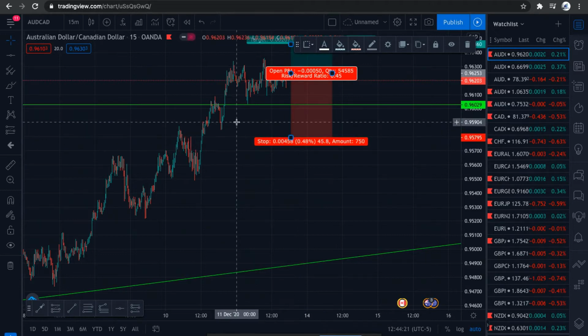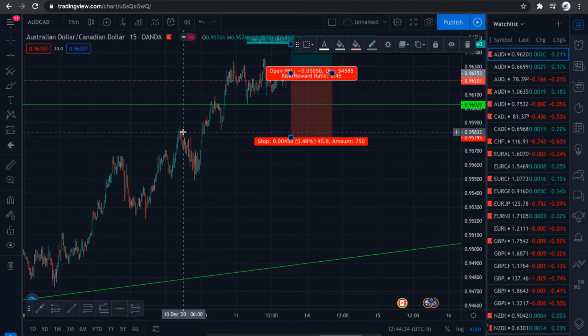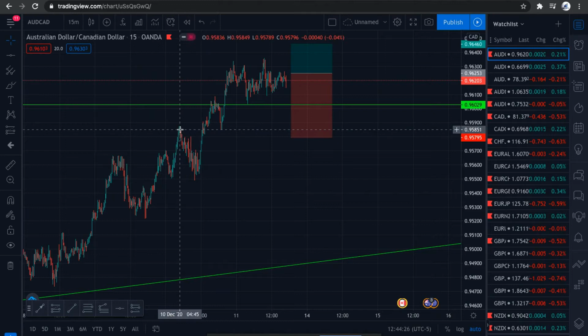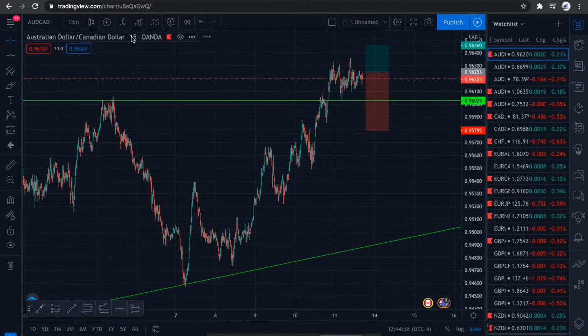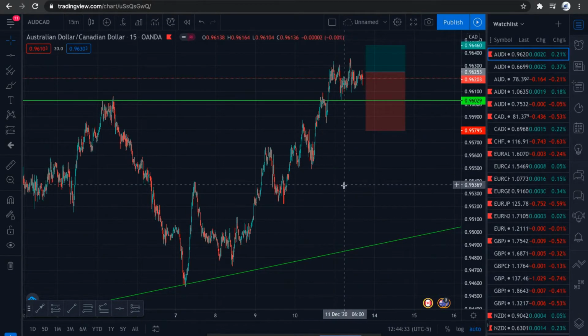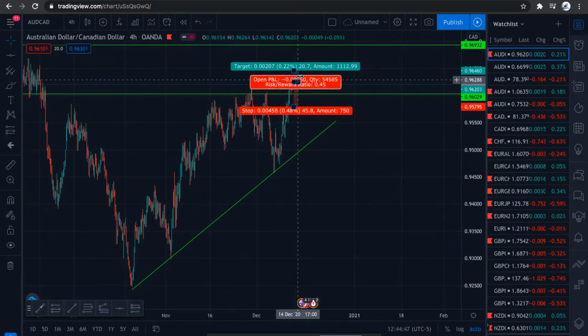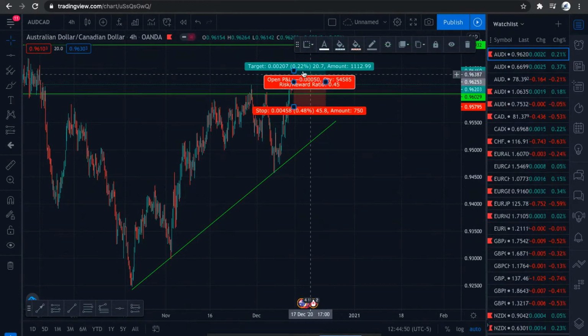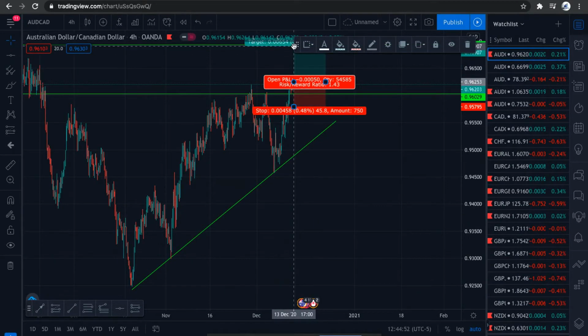I'll actually put it right about there. So this one, a little bit below that one. So if it can break that level, like I said, I will no longer be looking to take buys, just because that'd be such a far push down. And I'm just going to extend my target to take profit 1.